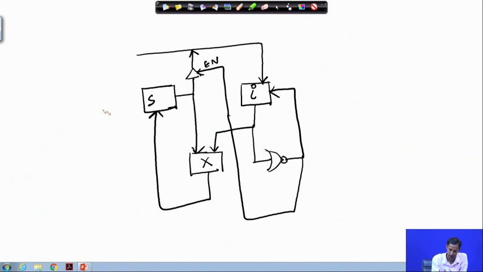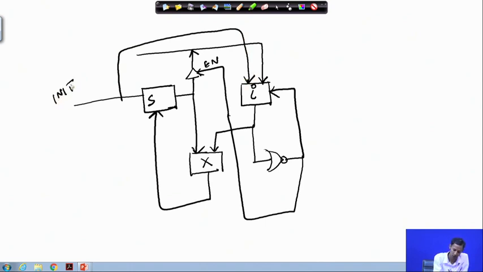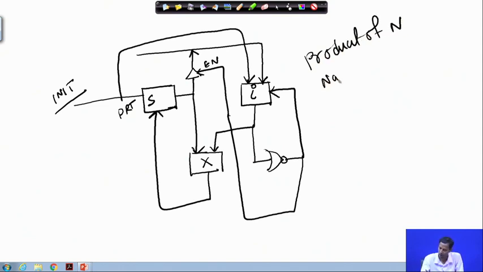Okay. And I need what? I need another control signal for this. This is the initial signal. Here it will be preset. Okay. And this is the circuit for the product of n natural numbers.